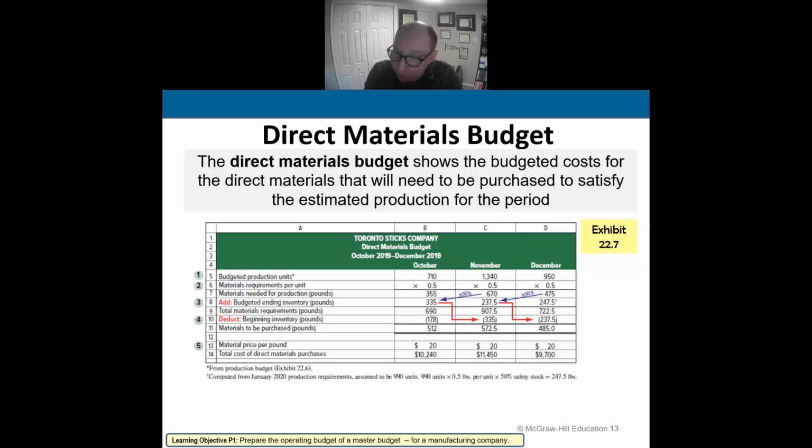I budgeted for 1,340 hockey sticks to make. That's based off of my production budget that we did earlier. Half a pound of wood per hockey stick, which means I need 670 pounds of wood. I add in the desired ending inventory for the month of November, 137.5 pounds, giving me a total wood requirement for the month of November, 907.5 pounds.